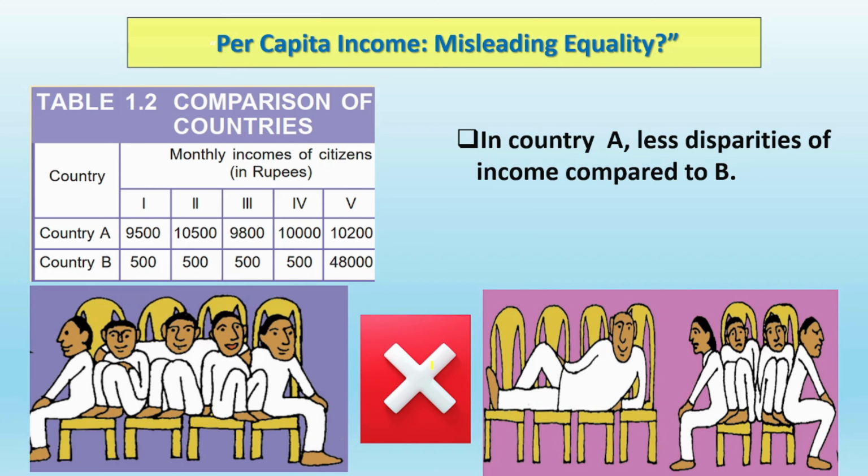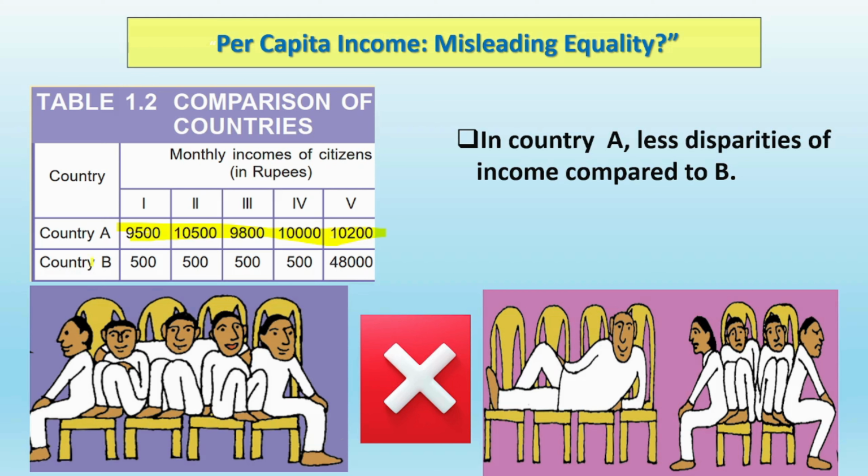Here with a demonstration, I can explain how per capita income misleads about equality. Why can't we use per capita income to measure the equality of any country? We'll discuss in this slide. Observe the slide carefully. In table 1.2, monthly incomes of 5 citizens are given for country A and country B. In country A, the monthly income of citizens is almost 10,000. Observe person 1, person 2, person 3, person 4, person 5. All these people have almost 10,000 rupees of monthly income in country A.